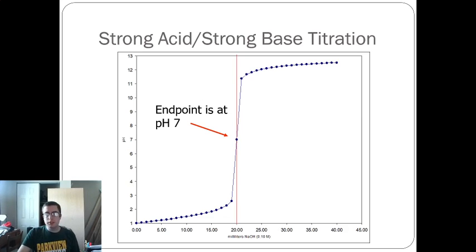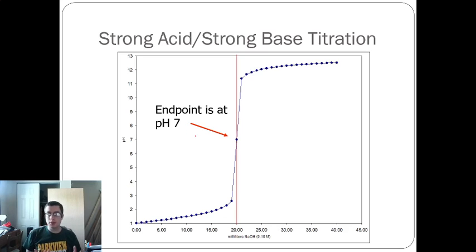Okay, so then we get these titration curves. And you'll want to jot down the general shape of these. You don't have to sit here and label out every pH and every volume of stuff added. As long as you get the general shape and then where the endpoint is, you're going to be good.